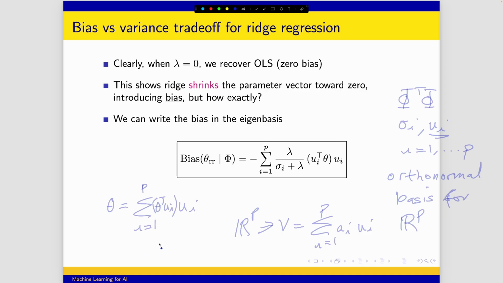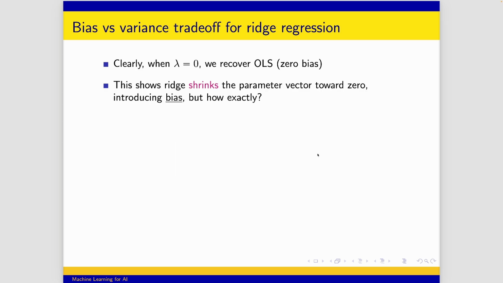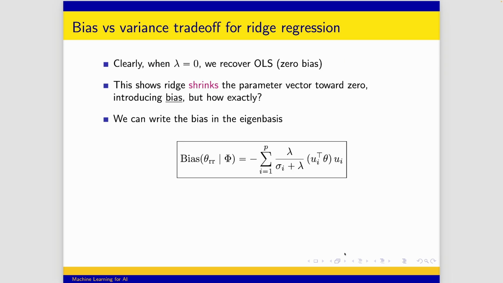Right? So this is an orthogonal decomposition of theta in this eigenbasis. Okay, so we can write the bias like this. This is nothing more than a little bit of linear algebra. You can actually see it from here, with a bit of matrix manipulation, that we get this sum here.